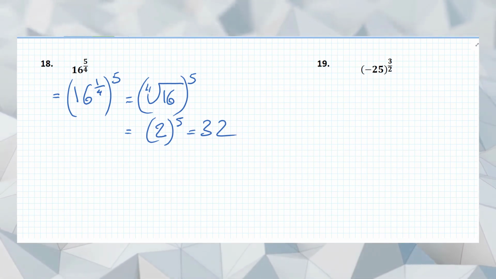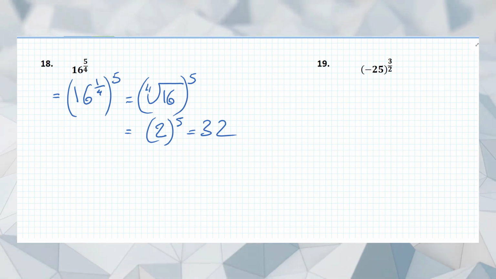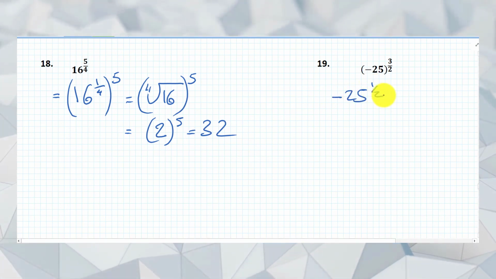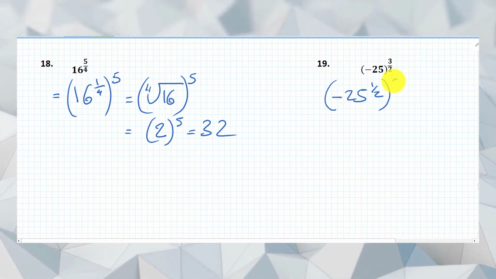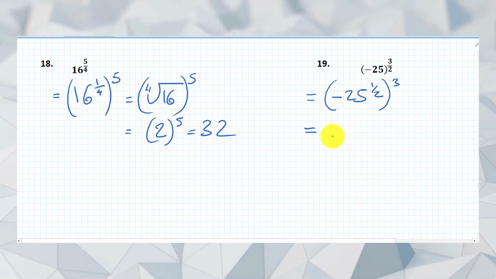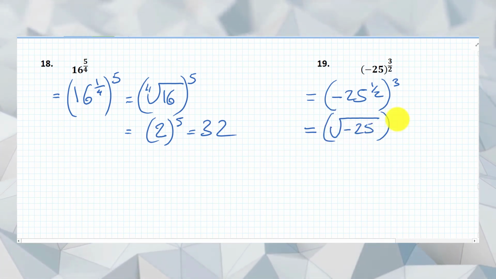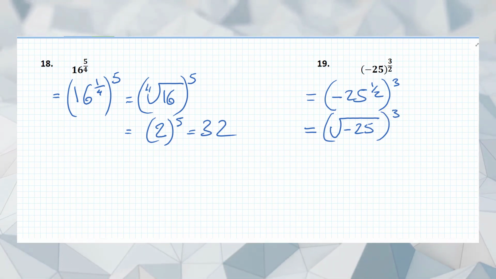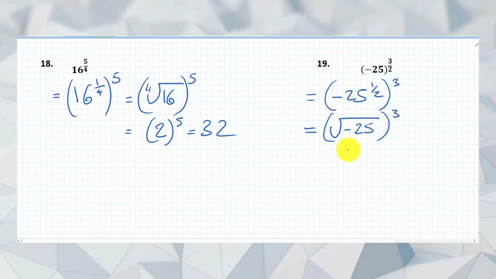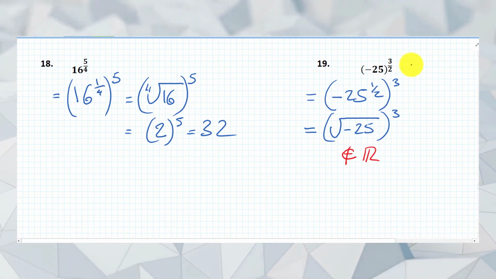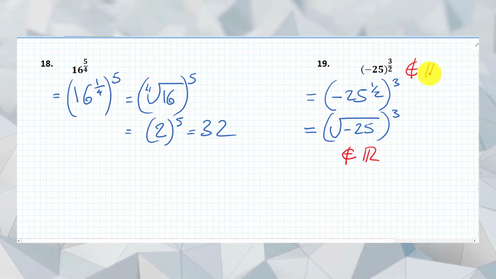Example 19, negative 25 to the 3/2. So this is negative 25. I'm going to do the root first, to the 1/2. That's a root right here, to the power of 3. So power 1/2 is a square root. So it's the square root of negative 25, to the power of 3. Now, the square root of negative 25 is not a real number. So this is not going to be a real number, okay?